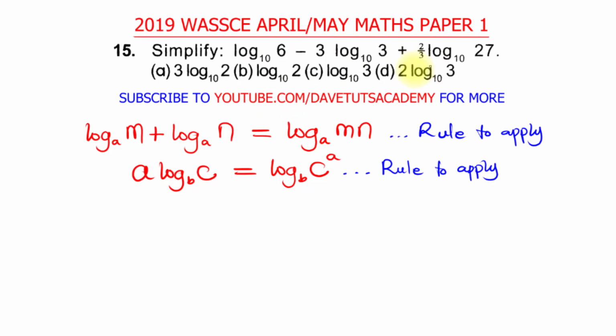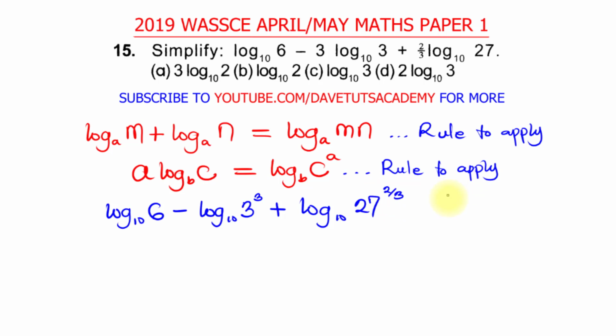So if we are to use that in this particular case, first we know our question will now become log to base 10 of 6 minus, instead of 3 log to base 10 of 3, we now have log to base 10 of 3 raised to power 3, applying this second rule here. Then plus, instead of 2 over 3 log, we are going to have log to base 10 of 27 raised to power 2 over 3. Now you can see that we have been able to successfully express this in the format of the first logarithm law that we are looking at.